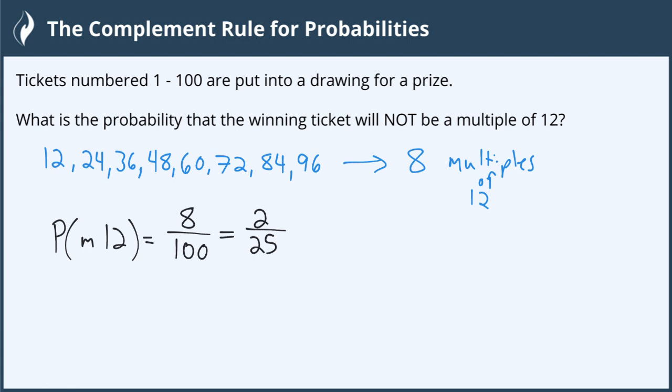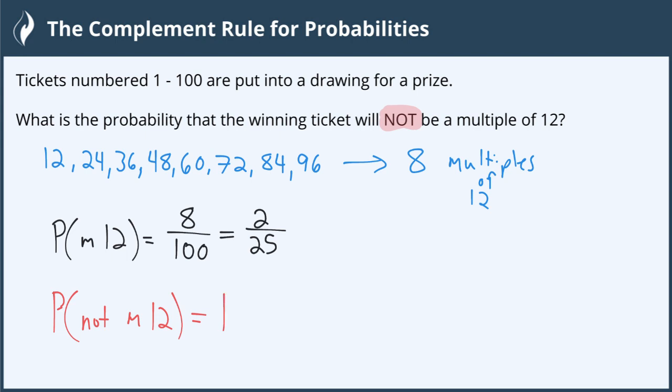But remember, our final goal here should be to find the probability that it will not be a multiple of 12. So let's write that out. Probability that it's not a multiple of 12. What's great about the complement rule is since we know now the probability that it is, we can subtract that from 1 to find the probability that it's not, because it either is or it isn't, right? So when we find all the probabilities together, they have to add up to 100%.